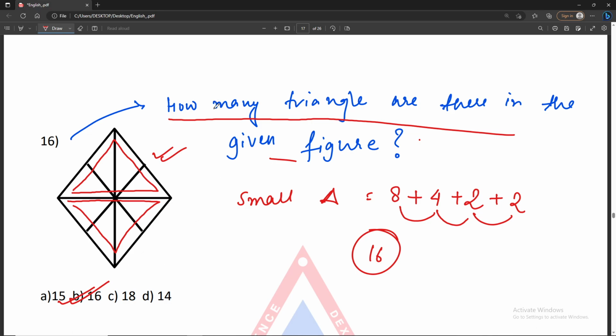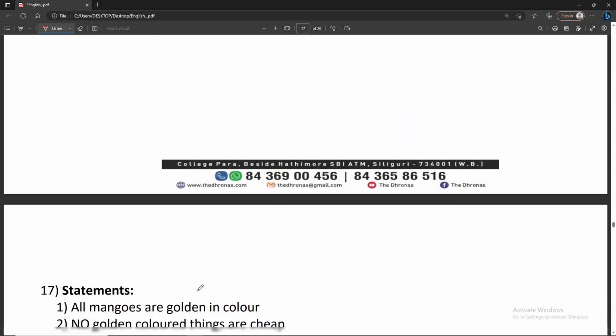Okay, so we have a total of around 16 triangles. 1 2 3 4 5 6 7 8 9 10 11 12 13 14 15 and 16. We have a total of 16 triangles. Okay, so let's go to the next question.